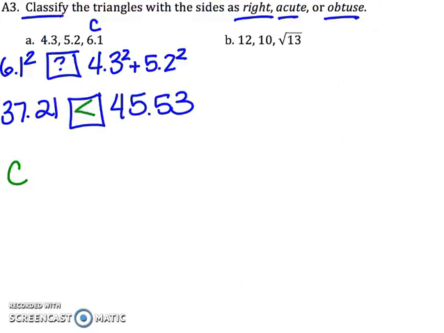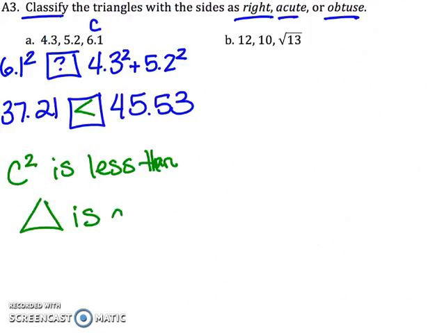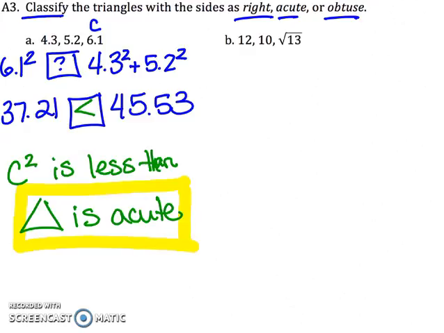So since that C squared value is less than, then I know that my triangle is acute. If it was greater than, it'd be obtuse. If it was equal to, it would be a right triangle. So to answer the question, is it right, acute, or obtuse, in this part A, the answer is acute.